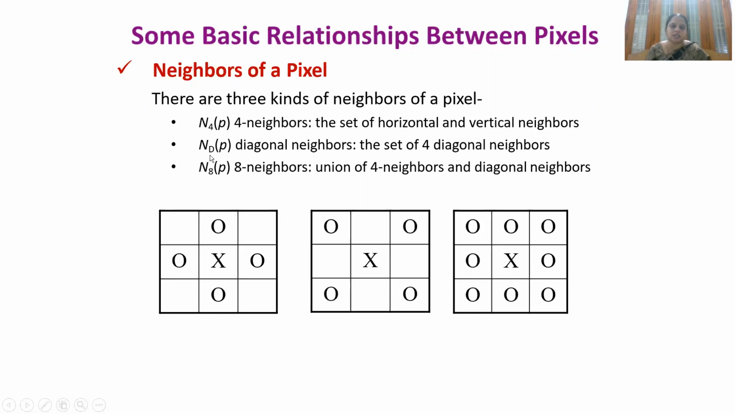The second is ND of P, the diagonal neighbors, the diagonal pixels. A pixel has a diagonal neighbor which is also very close, but not as near as the nearest ones; it is connected diagonally, so it is a diagonal neighbor. Here also there are 4 diagonal neighbors. A pixel will have 4 nearest neighbors and 4 diagonal neighbors. And N8 of P, or 8 neighbors, represents the union of the 4 neighbors and the diagonal neighbors. So these 4 and these diagonal neighbors, totally 8 neighbors. A pixel has 8 neighbors.